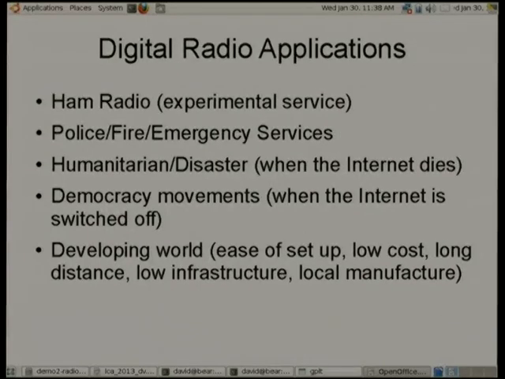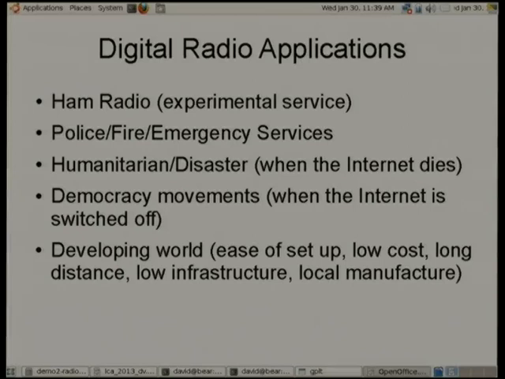Some applications. The one at the moment that I'm having the most to do with is ham radio, which is an experimental service of like-minded people like us, very similar to the Linux community. In fact, many people are members of both communities. Because it's an experimental service, it's a great way to play with this sort of technology over the air. But other people use two-way radio services and are moving to digital, and that's people like police, fire and emergency services.